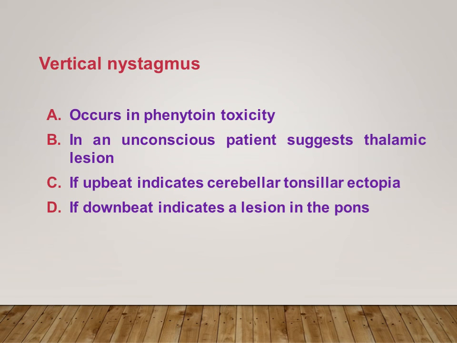Vertical nystagmus occurs in phenytoin toxicity; in an unconscious patient it suggests a thalamic lesion. Upbeat indicates cerebellar tonsillar ectopia. Downbeat indicates a lesion in the pons. The right answer is vertical nystagmus occurs in phenytoin toxicity. And you have to know that an unconscious patient with a thalamic lesion may suffer from downward deviation of the eyes, and downbeat nystagmus may be associated with Arnold-Chiari malformation syndrome.